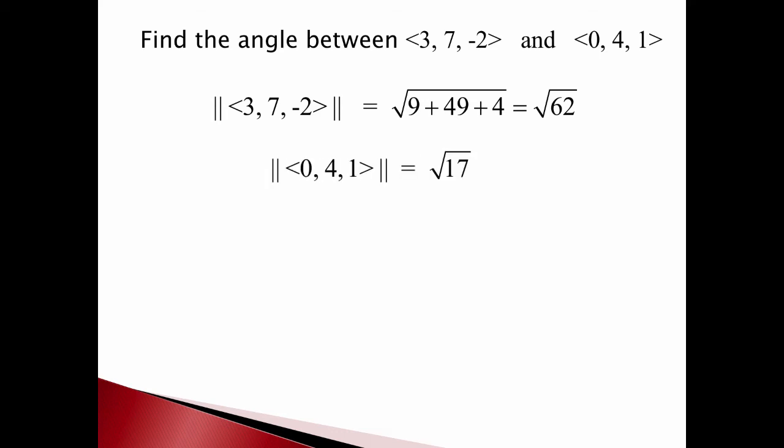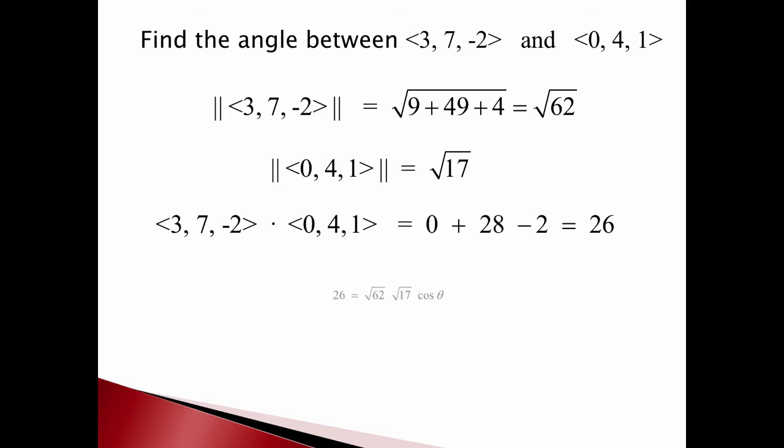The second vector is a little easier. The numbers are nicer. 0 squared plus 4 squared plus 1 squared is 17. So the square root of 17 is the length of the other vector. If we dot product these two vectors together, that's 26. We did that earlier. So now what we know is the dot product of the two vectors, the 26, should equal the norm of each vector times each other, times the cosine of the angle between them. So 26 is equal to the square root of 62 times the square root of 17 times the cosine of the angle between the two vectors.